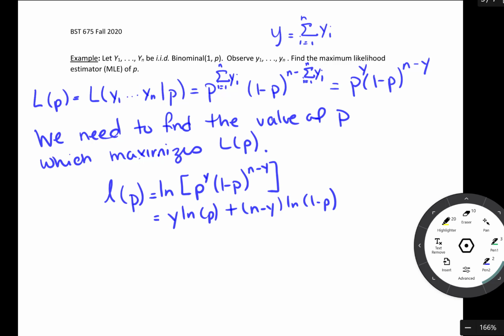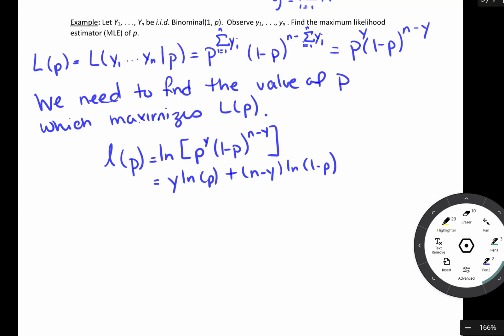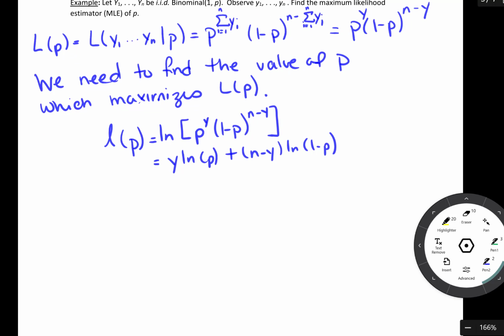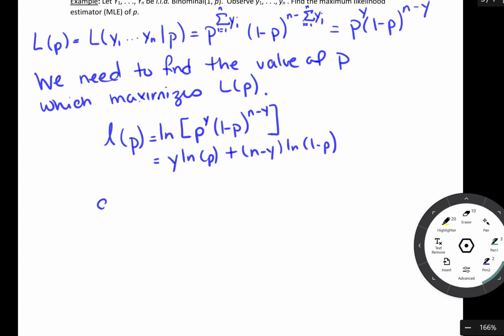All right, so now we've got our log likelihood function. One of the things that using the log likelihood does for us is it turns the product that we previously had into a sum. And by doing that, the sum is much easier to differentiate than the product is. So again, working with the log likelihood is almost always easier. All right, so let's take that derivative with respect to p. I'm going to take the derivative of the log likelihood with respect to p. I'm going to get the following.